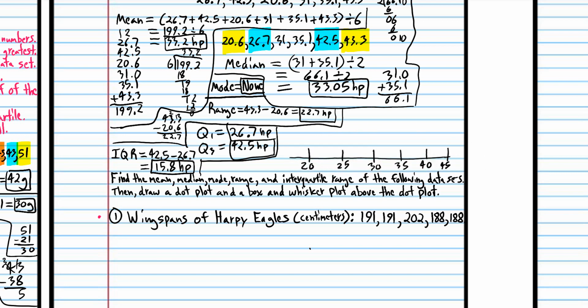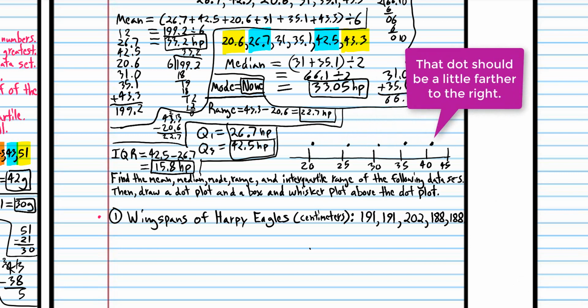So now we do our dots. So 20.6, 26.7, 31, 35.1, 42.5, 43.3. Those are all our dots.